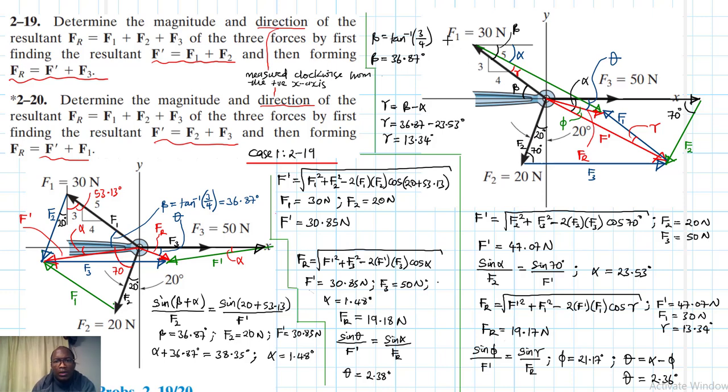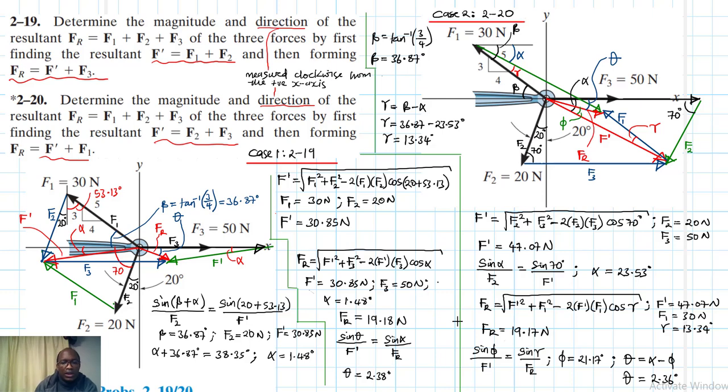Let me just write down also here. I'd forgotten to indicate the case for this one. This one is case 2, which is a 2 dash 20. Just underline it like so.